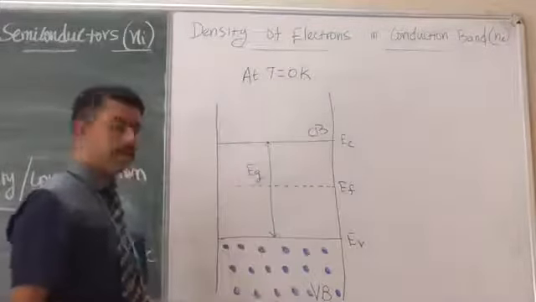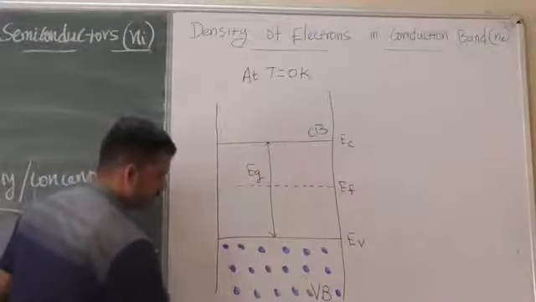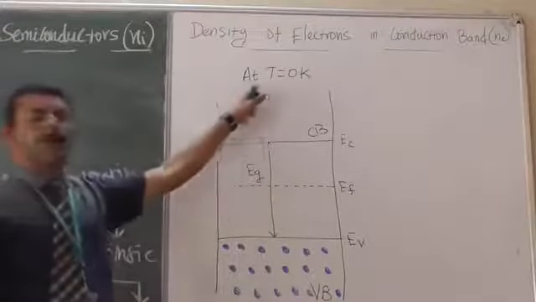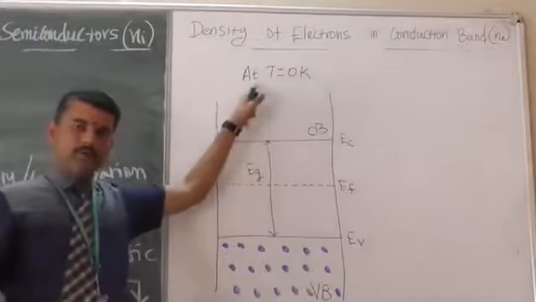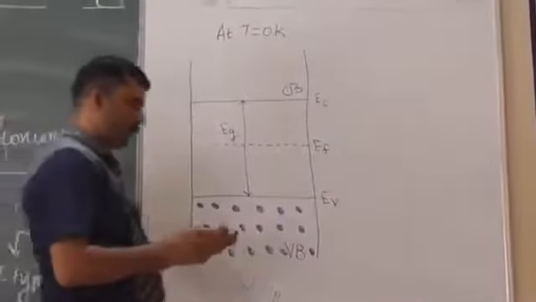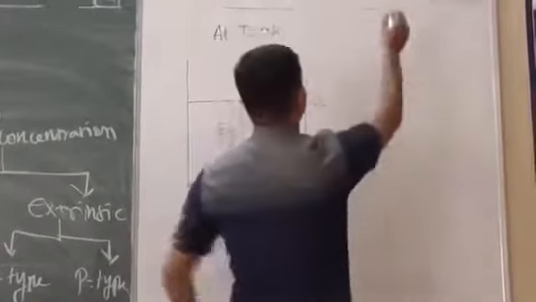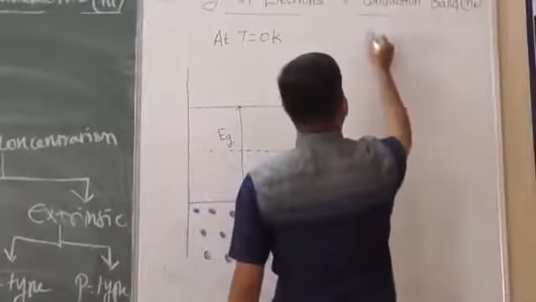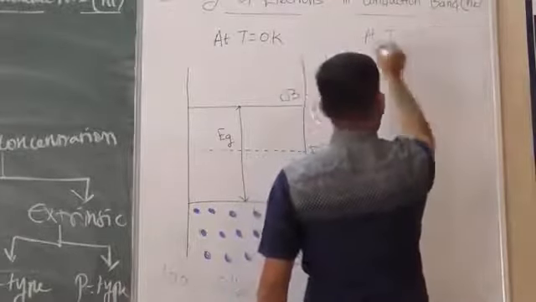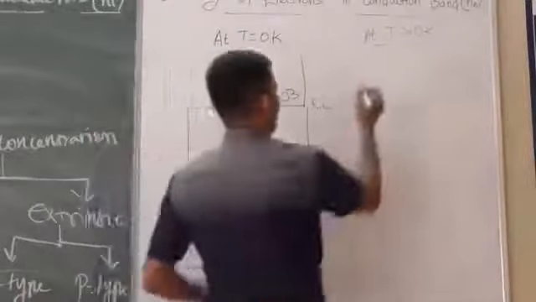and the valence band is 100% filled at temperature T equal to 0. Suppose when a thermal field is applied at a temperature greater than 0 Kelvin, which means in the presence of a thermal field, what will happen?